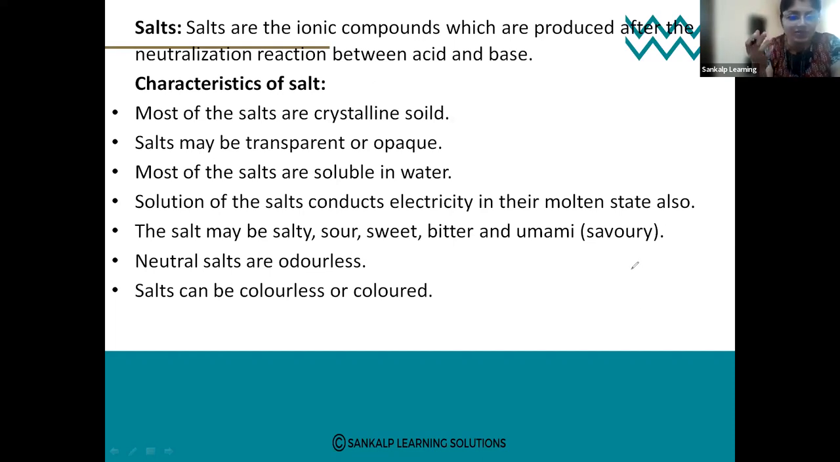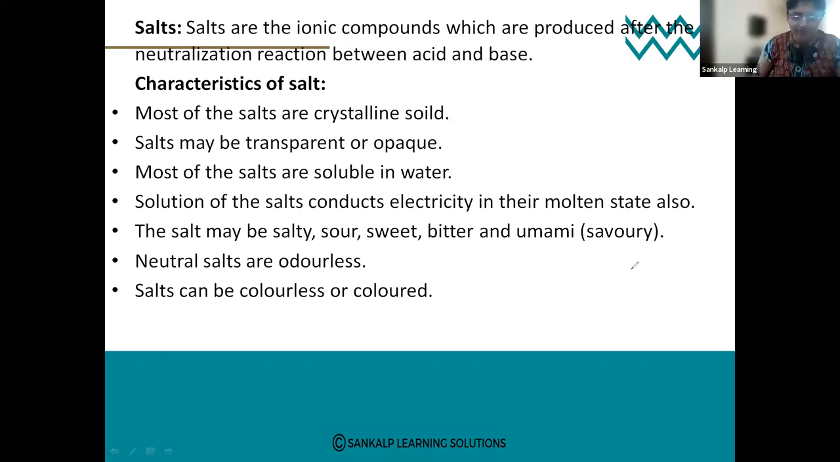The talc powder which you use on the face. How is the texture? White, like powder form. That is called amorphous. And crystalline means it will be in the form of crystals.